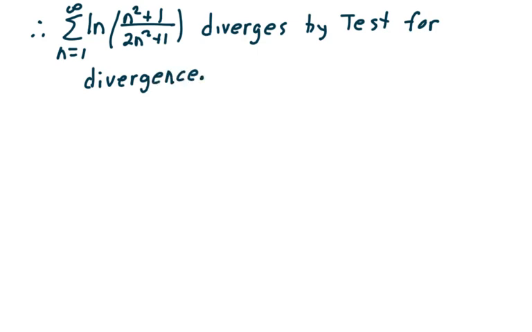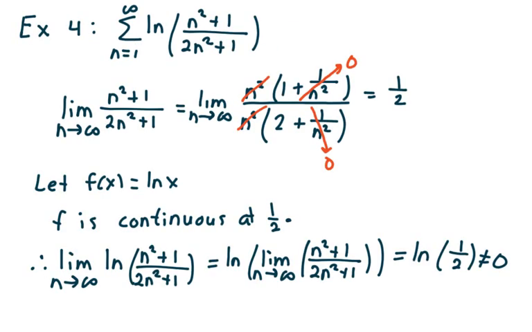Now here's the deal. If this ended up being 0 for some reason, we don't know anything about that summation. We know nothing. So we have to be careful there. Yeah, so that's what's going on for that question.